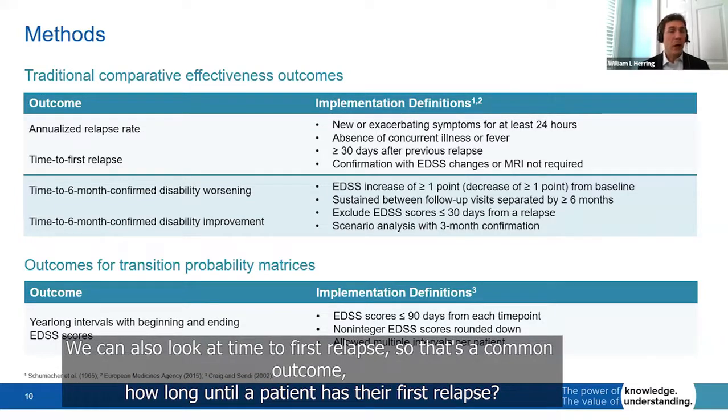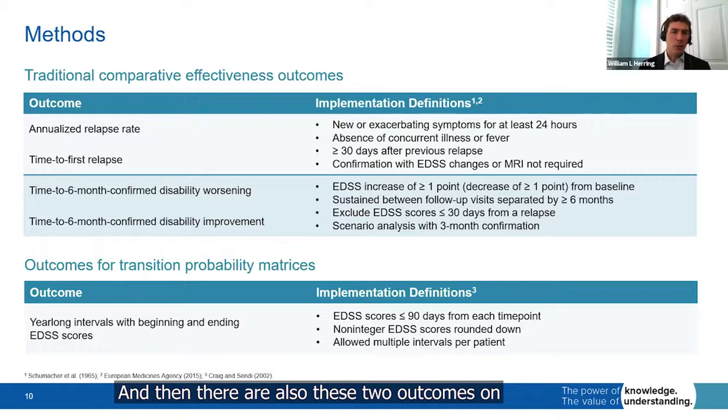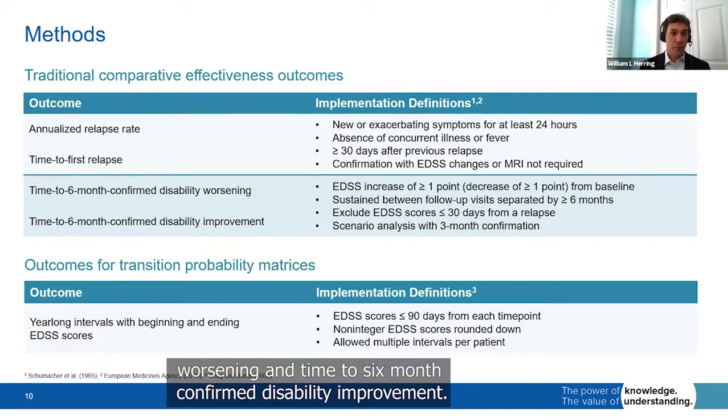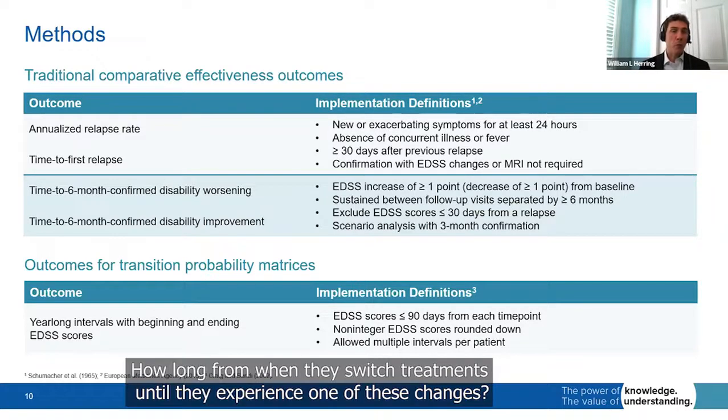We can also look at time to first relapse. So that's a common outcome, how long until a patient has their first relapse. And then there are also these 2 outcomes on time to 6-month confirmed disability worsening and time to 6-month confirmed disability improvement. So how long until a patient experiences either a worsening or an improvement of their disability? How long from when they switch treatments until they experience one of these changes?